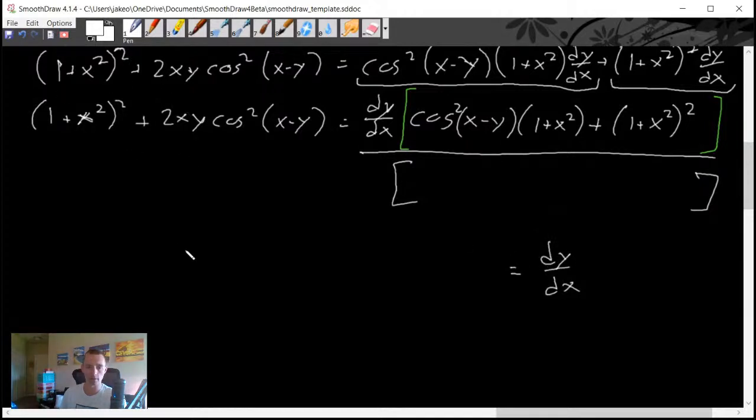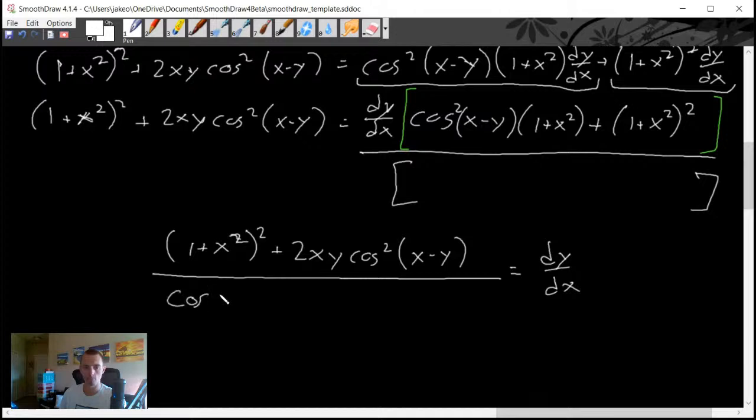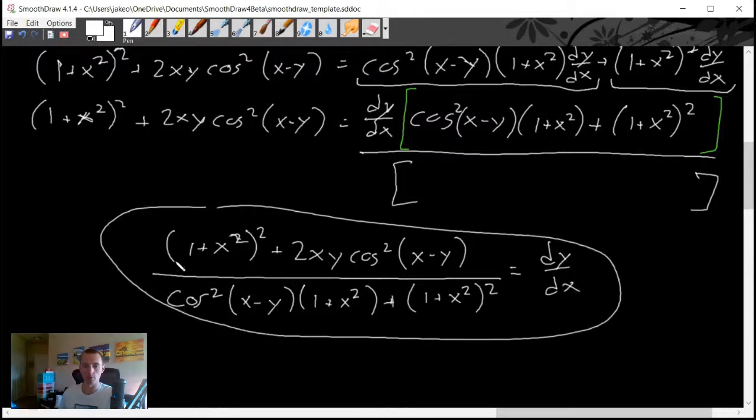equals this whole left side of the equation divided by everything within the parentheses here. And that's going to be it. That's going to be our final dy dx, final solution there.